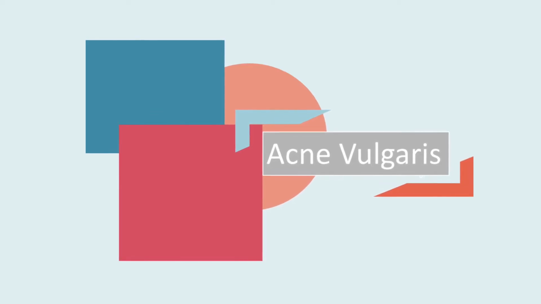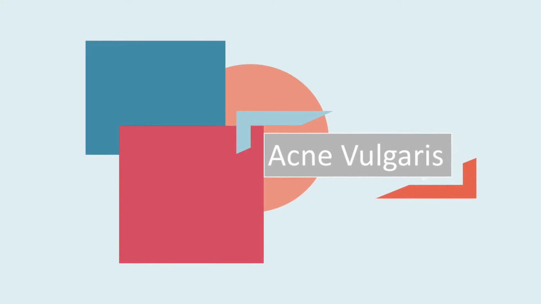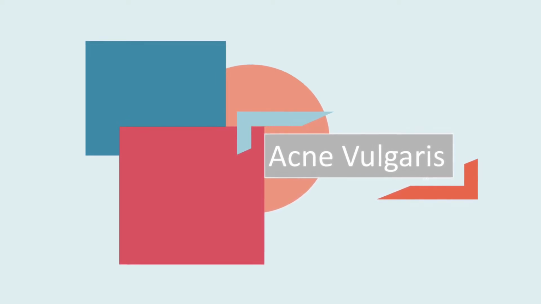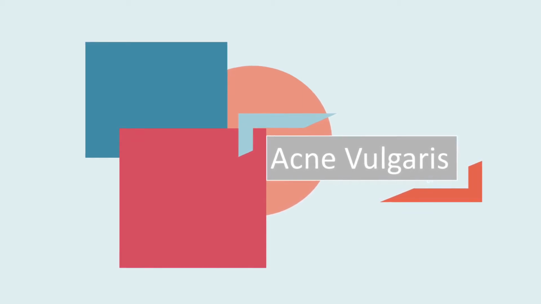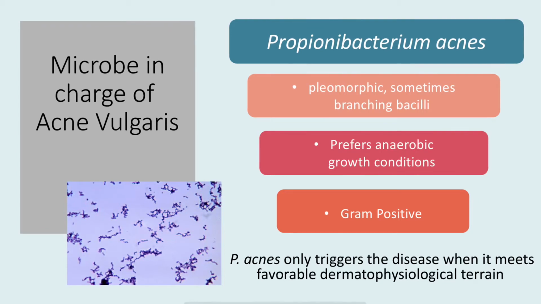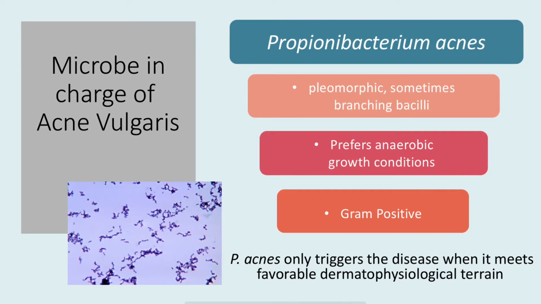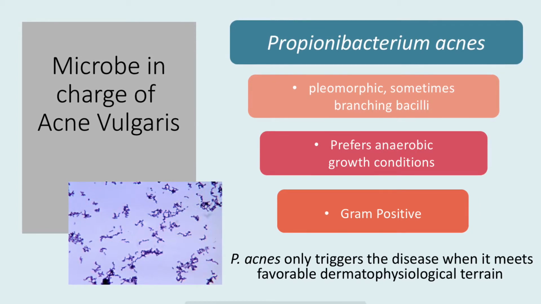I chose to do the disease of acne vulgaris. It typically affects areas of the face, upper chest, and back. These are areas with the densest population of sebaceous follicles. There are several factors that cause acne, which will be discussed later.